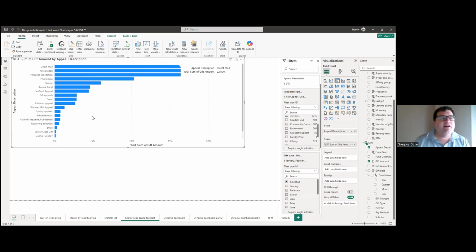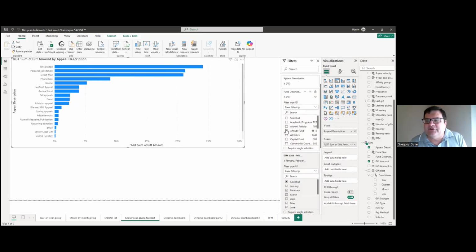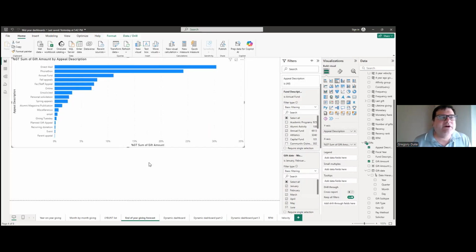So this is now telling us, okay, if I'm the annual fund director and I want to see what's been working for annual fund historically in the last 6 months of the year, I can look at this and see, okay, we had direct mail bring in 30% of our gifts and the phone-a-thon bring in another 24%. So over half of our gifts are coming in through direct mail or phone-a-thon.